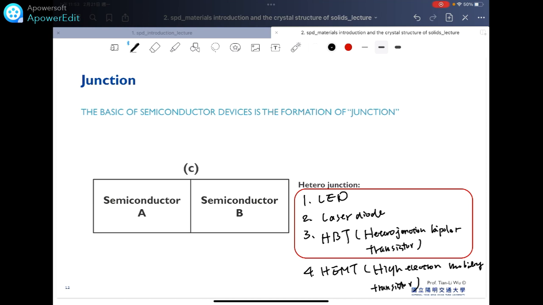And let's look at some examples, like here. This one is an LED and laser diode, HBT and HEMT. They all have different device architectures. Here, I just put an example of what the HEMT looks like. The HEMT structure looks like this: we put two different materials.